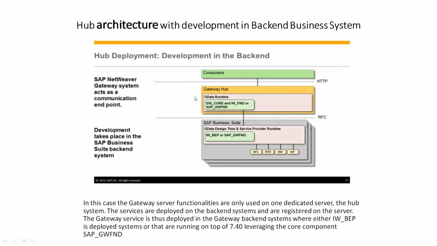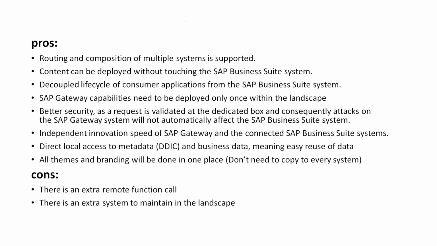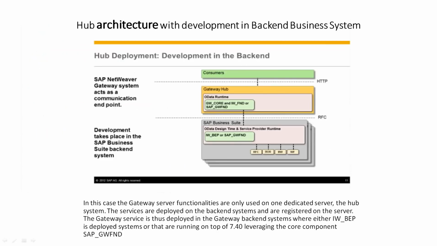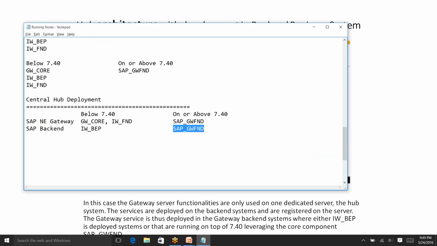Let's see what the pros and cons of this hub architecture are. Basically, in the central hub deployment, you are going to build all your services in IWBEP. You are going to build all your services in the business backend systems.